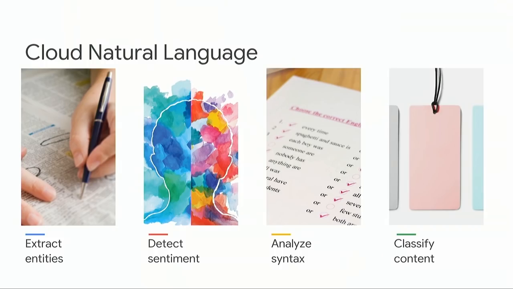So that was the Vision API. Moving right along into Cloud Natural Language. The Natural Language API provides 4 different features. First, it lets you extract entities from text. And then it lets you detect sentiment. So it can tell you, is this text positive or negative?